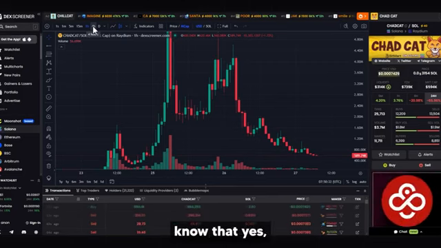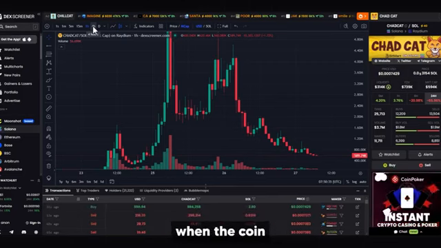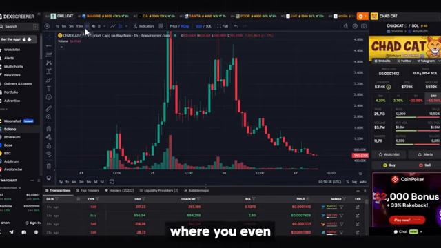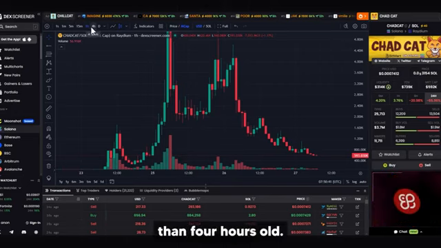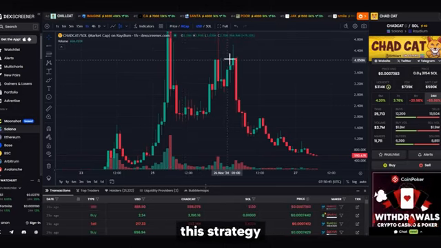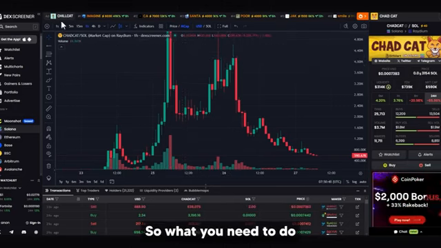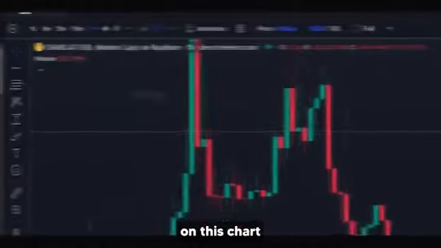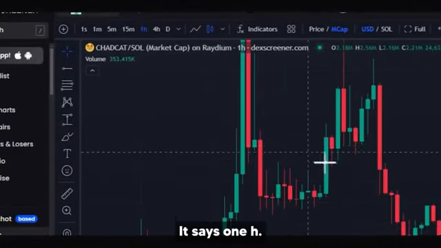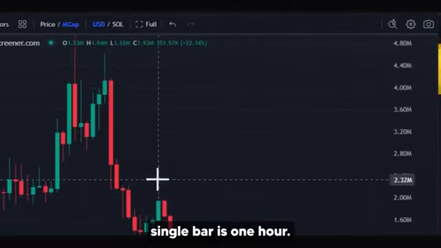Now, I do know that if you're just there when the coin has launched, it is a lot harder to buy in at those levels where it's longer than 4 hours old. But of course, for coins that are longer than 1 to 2 days old, this strategy will work. So when you're on this chart on TradingView, make sure you switch over to this 1H. You can see it says 4H, it says 1H. That just means that every single bar is 1 hour.